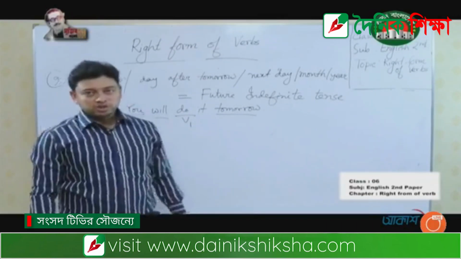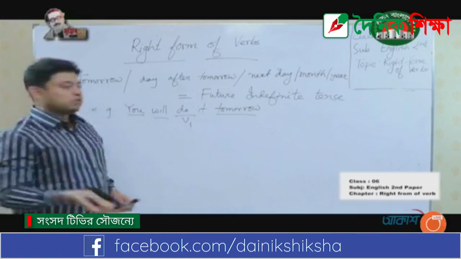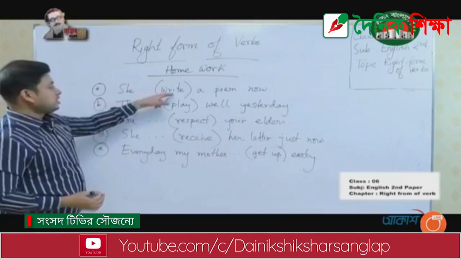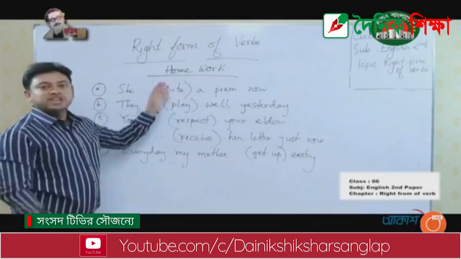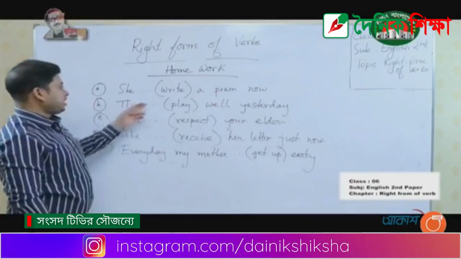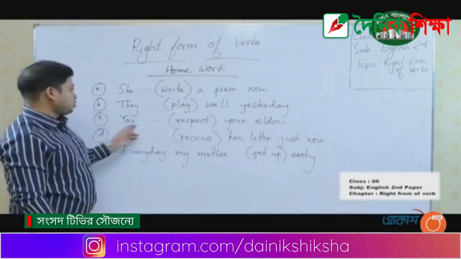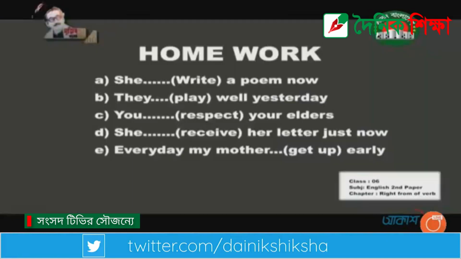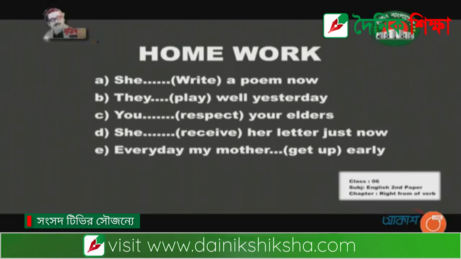Now there will be some homework. So please write down the homework in your copies. So these are the 5 examples. Number 1, she, and in brackets, write. That means you have to change the verb if you think any change is needed. Number 2, they, play well yesterday. Number 3, you, respect your elders. Number 4, she, receive her letter just now. Number 5, everybody, every day, my mother, get up is there in the bracket, it will be early. So these are the 5 examples. Please do the homework at home.